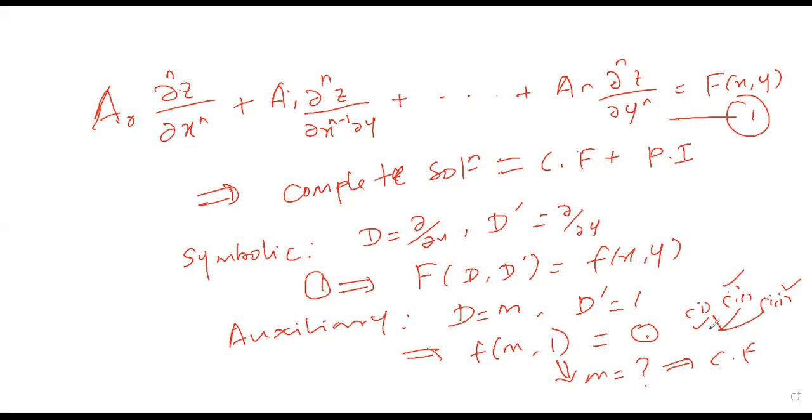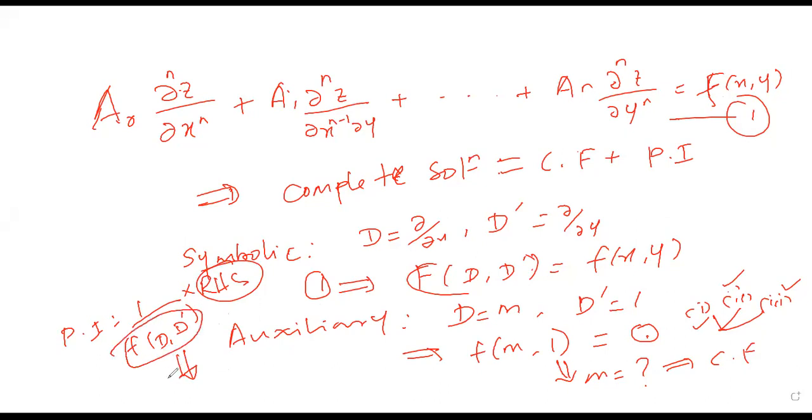Okay. And in the particular integral case, we use the form of 1 over f(D, D') times the RHS, any given RHS function f(x, y). This is a small f. And then according to the RHS, we have different methods of solving this part. Hope you have gone through these things. I'm not yet finished typing, so I have not yet sent the notes, but hope you get some notes.